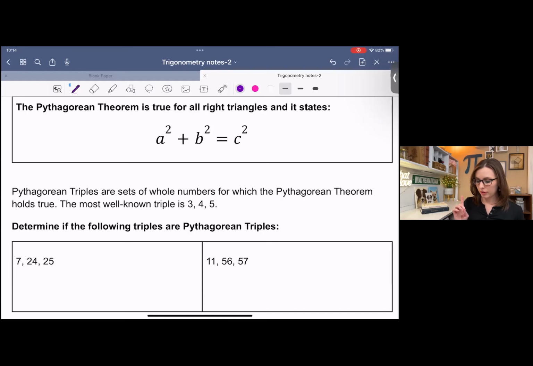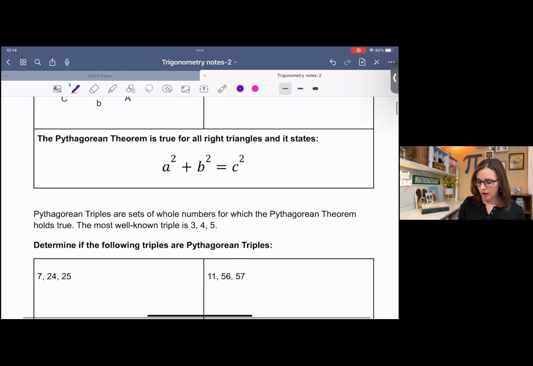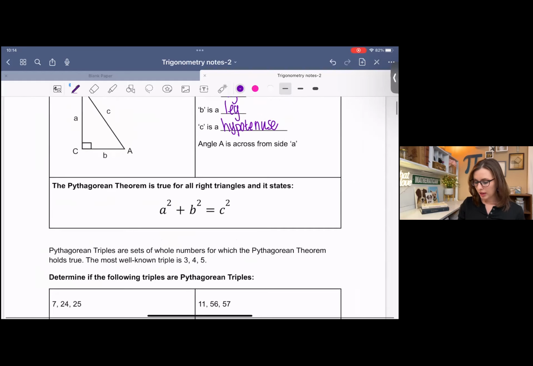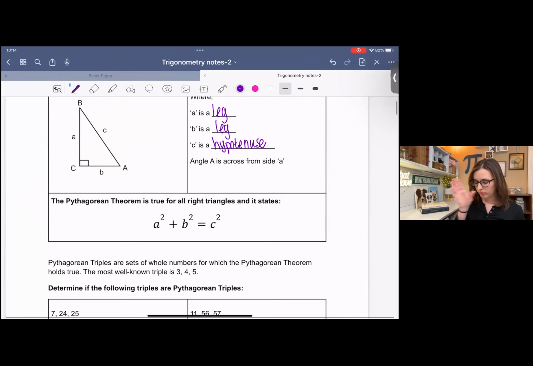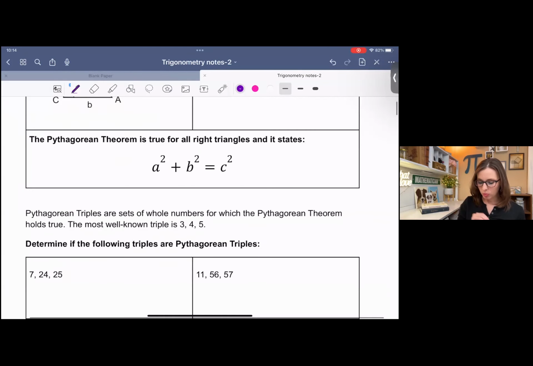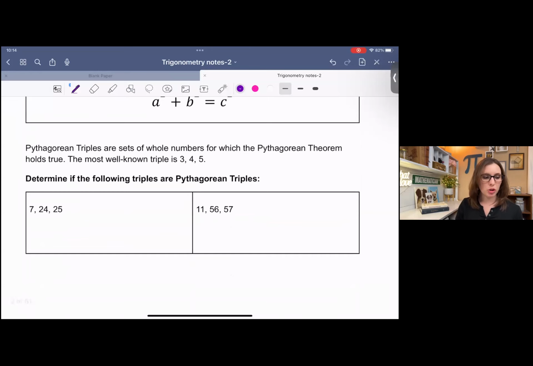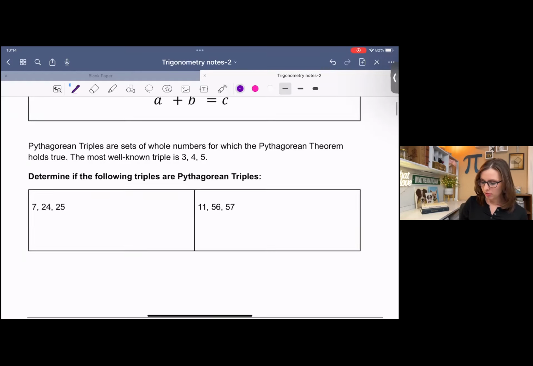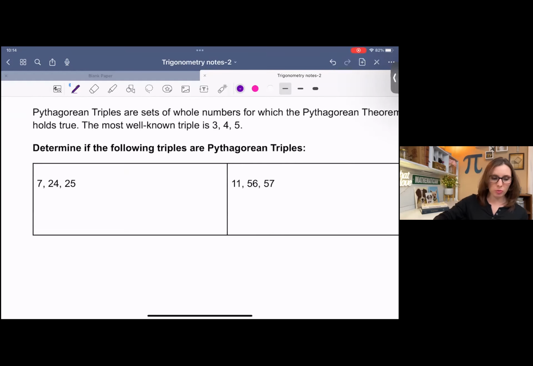I do want to point out, I think I forgot to mention this. A and B are the legs. Actually, never mind. Sorry. Okay, so we're going to look at these two examples, determine if the following triples are Pythagorean triples. So let's plug both of these into the formula. I'll do the first one with you, and then you can try the second one on your own.